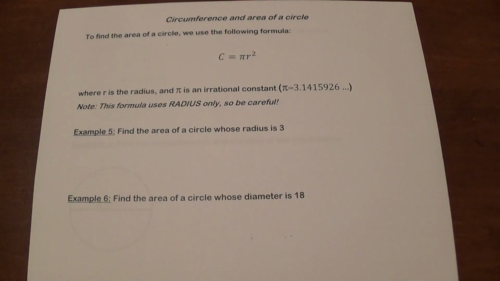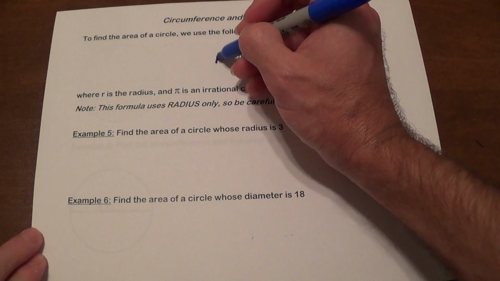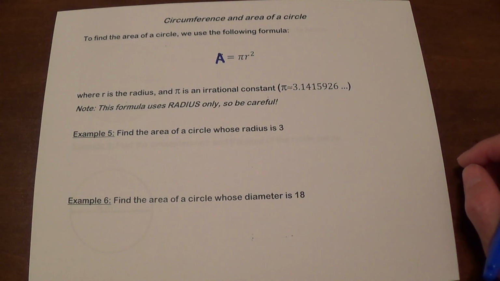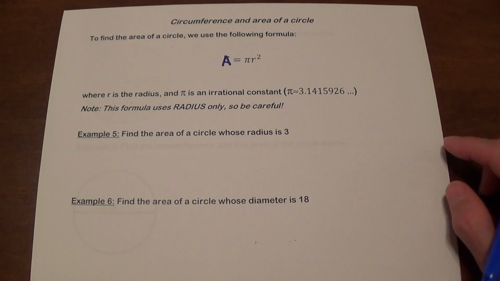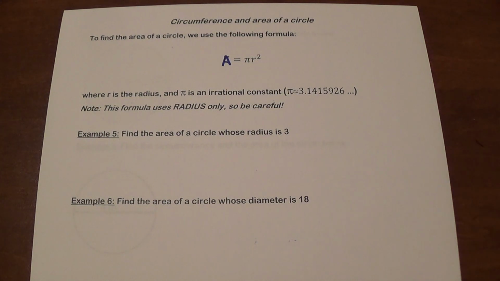When we need to find the area of a circle, we use the formula A, my apologies, the area equals pi r squared, where r is the radius and pi is the same irrational constant. There's only one formula for that, and it only uses the radius, and you need to be very careful. I've seen a lot of mistakes made when students are carelessly using one number instead of the other.